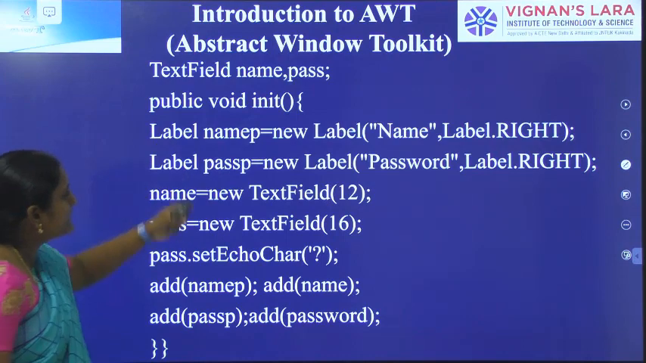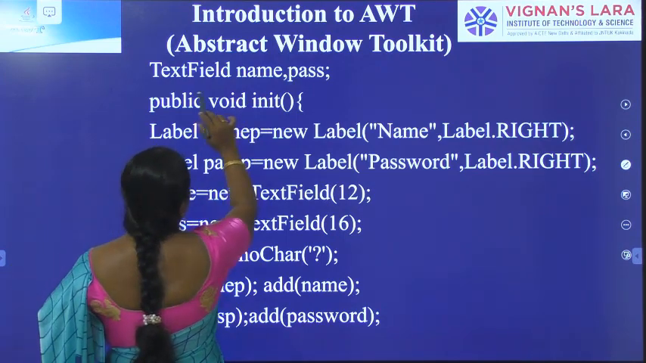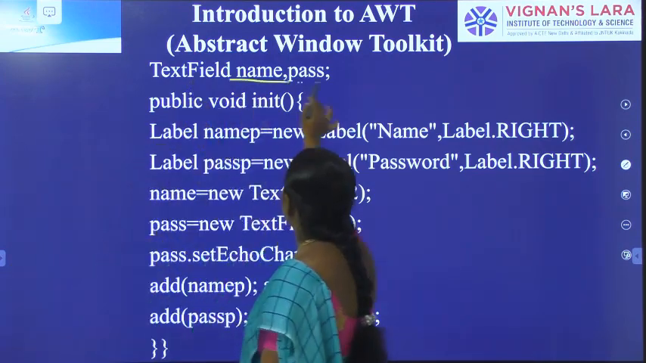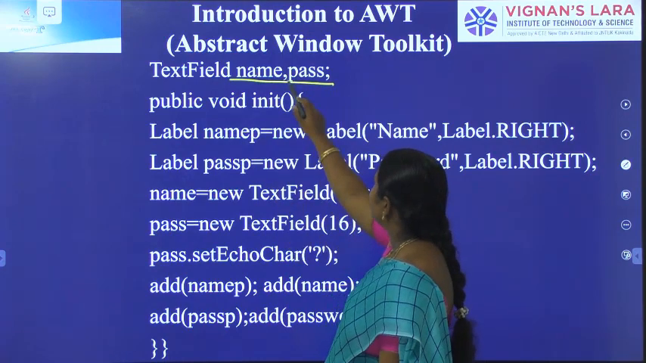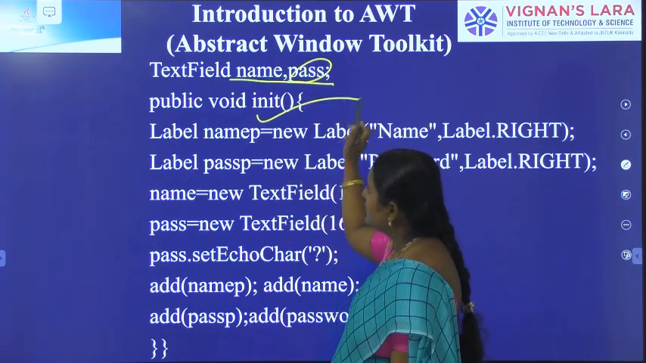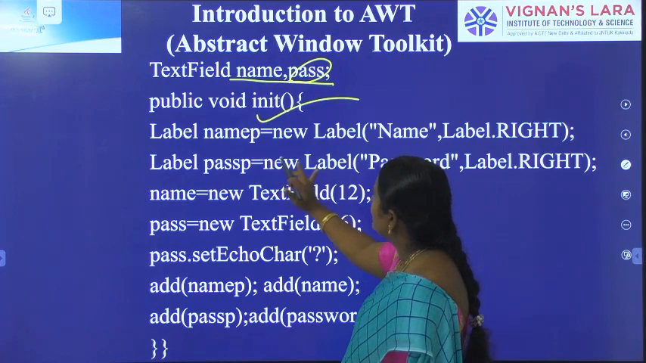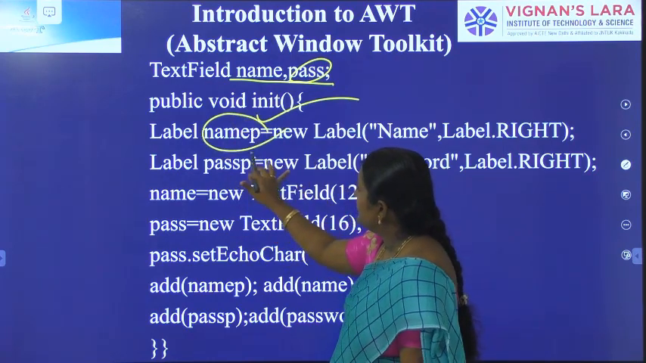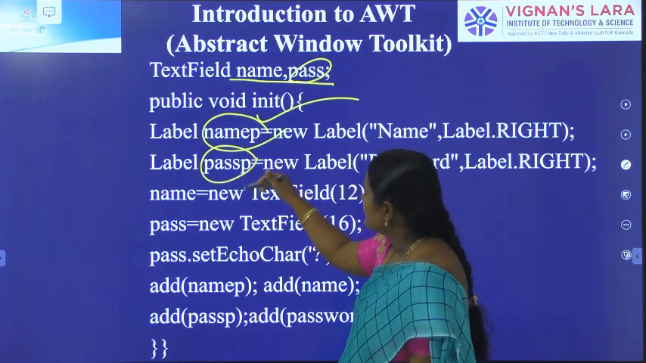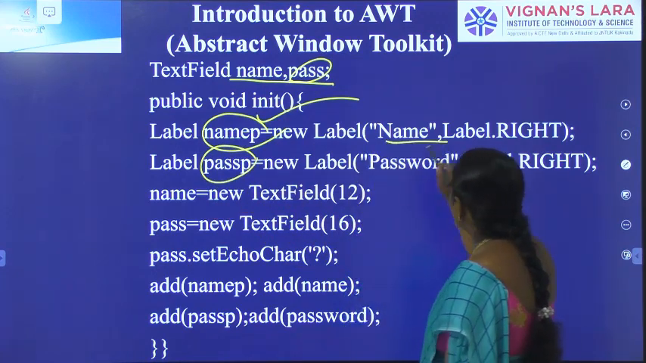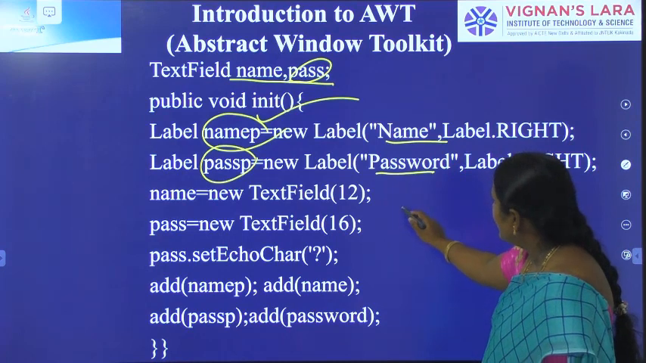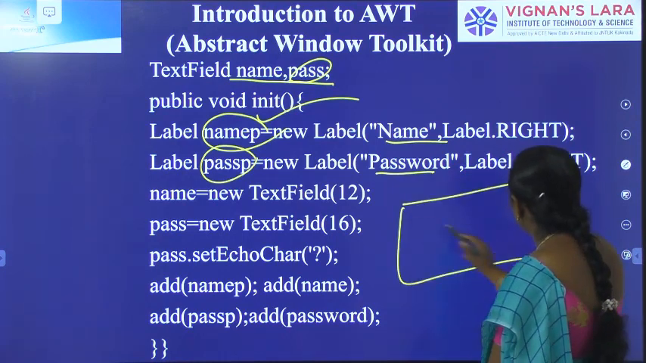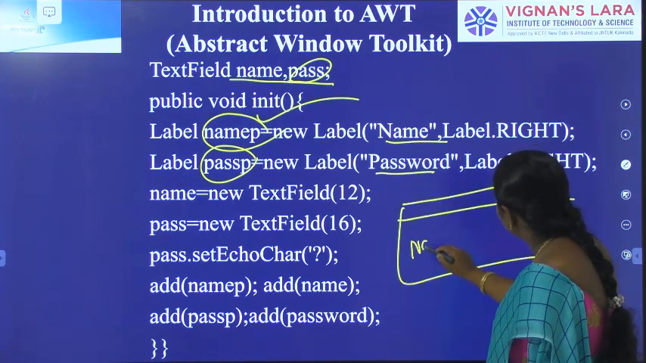Next, I am defining two TextField type objects, name and password. I am simply declaring the variables name and password. Next, I am writing the init method. Here I am creating two labels: namep, which is the label for name, and passp, the label for password. So new Label("Name") and new Label("Password"). In the window, name and password are displayed.